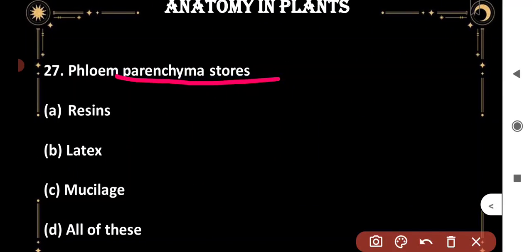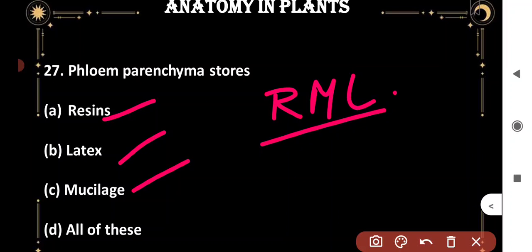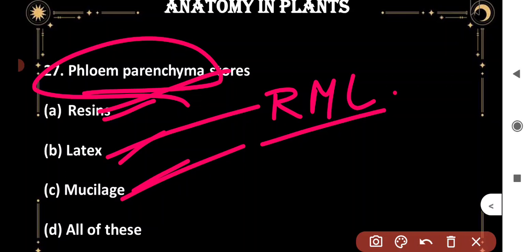Phloem parenchyma stores. Xylem parenchyma stores starch, fats, and tannins. Talking about the phloem parenchyma, they store resins, latex, mucilage. Resins, latex, mucilage. Okay. Phloem parenchyma stores resins, latex, mucilage.